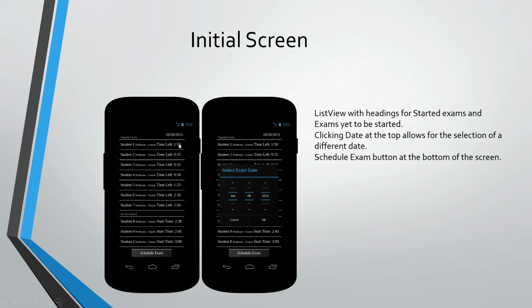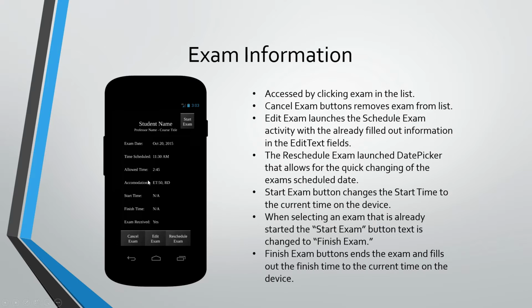So if you were to click on one of the exams in this list, for example, the screen that I've mocked up shows clicking on a not started yet but scheduled exam. So if you click on one of those, you get to a screen that looks similar to this. It has the student name and the professor name and the course title, and then it has the exam date for when it's scheduled, the time that it is scheduled for, and the allowed time that the student gets. That's with their accommodation time.